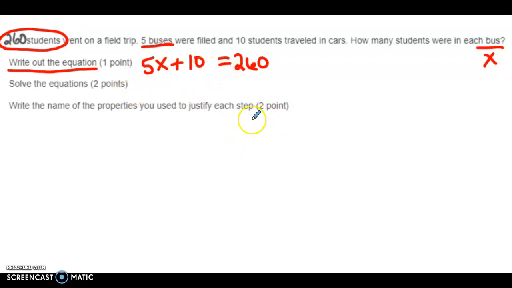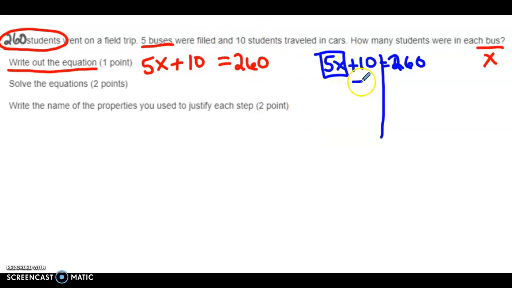And now we want to solve the equation, so I'm going to do that over here in blue. 5x plus 10 equals 260. Whoops. Draw my line down the equal sign. Box off my x. 10 is on the same side. I need to get rid of it. Since it's plus 10, I'm going to subtract 10 from each side.